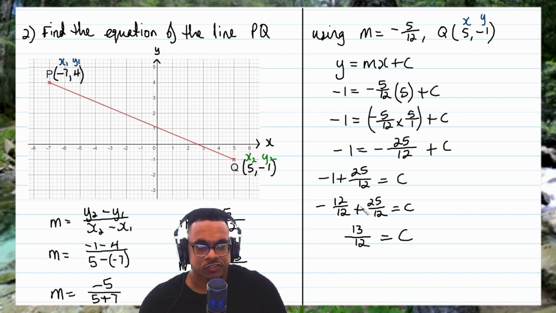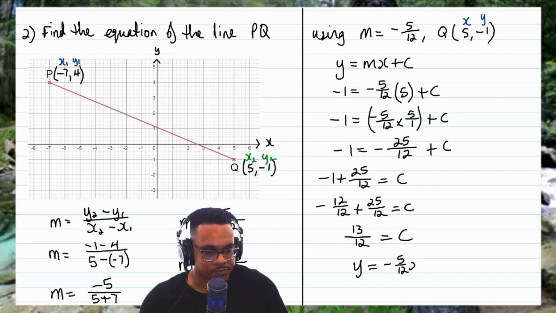So for the equation of the straight line, I'll replace the m with this -5/12, and I'll replace the c with this 13/12. So I'll have y is equal to m, which is -5/12, times x plus c, and c is 13/12.